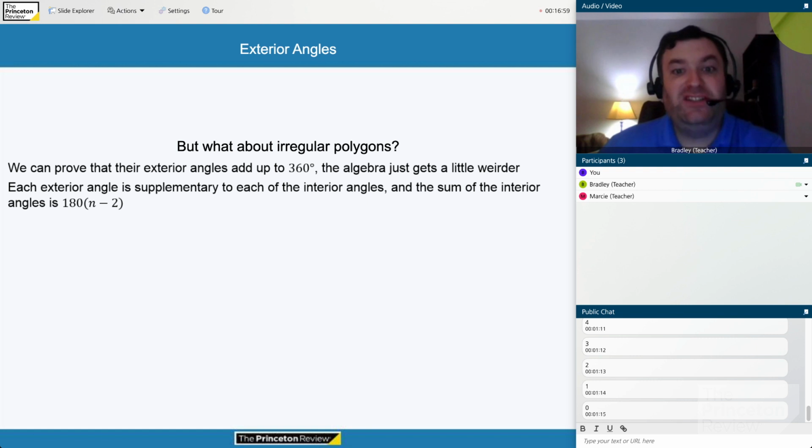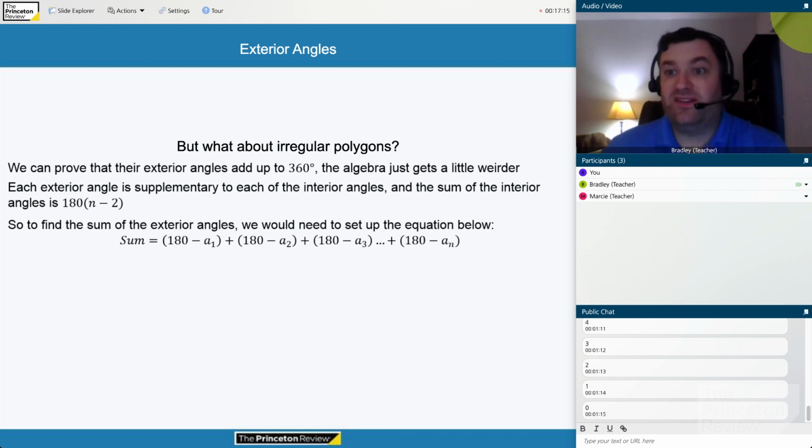So each exterior angle is supplementary to each of the interior angles. And the sum of the interior angles is 180 times n minus 2. So if we know that, we can actually prove that the exterior angles will add up to 360 degrees. To find the sum of those exterior angles, we would just need to set up the equation below where the sum is equal to 180 degrees minus the first interior angle, right? We would be subtracting there because these are supplementary angles. And then we would add that to 180 minus A2 plus 180 minus angle 3, all the way up through 180 minus the nth angle.